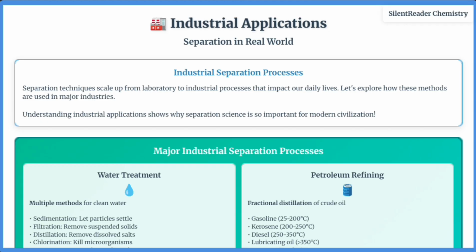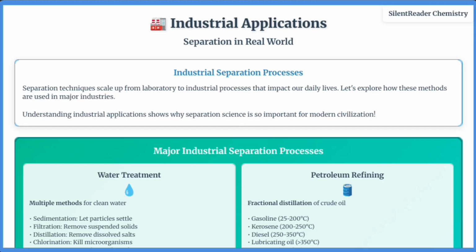Separation techniques scale up to major industrial processes. Water treatment uses sedimentation, filtration, distillation, and advanced methods for clean drinking water. Petroleum refining uses fractional distillation to separate crude oil into gasoline, kerosene, diesel, and other products.